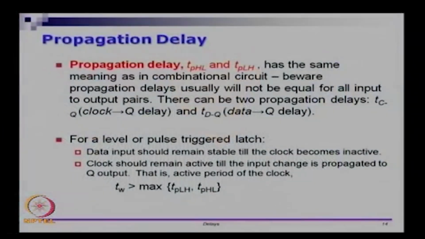There is also this inherent propagation delay. This is the intrinsic delay for a circuit. Propagation delay has the same meaning as we had in a combinational circuit, only that there are different kinds of paths, because of which there are different kinds of delays. We will get to this in a little while.